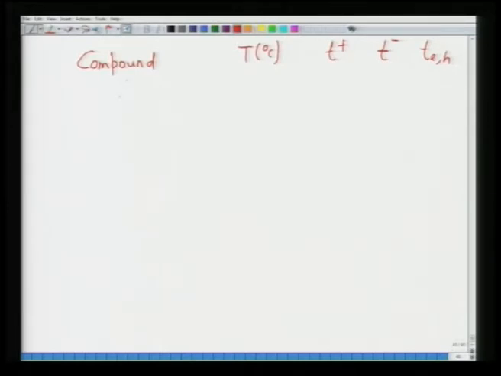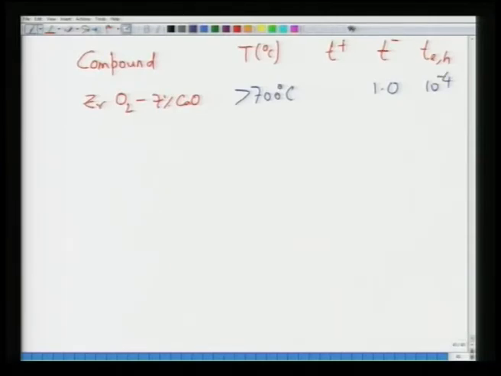So, if you look at, for example, ZrO2 stabilized with 7% calcium oxide, this is at more than 700 degrees centigrade, and this typically gives you an almost purely ionic conductor, and this t minus is because of oxygen ion conduction. Defects are oxygen vacancies, and since vacancies move, which means the oxygen ions also move, that is why it is noted as t minus. And the electronic transference number is very small, 10 to the power minus 4, negligible.